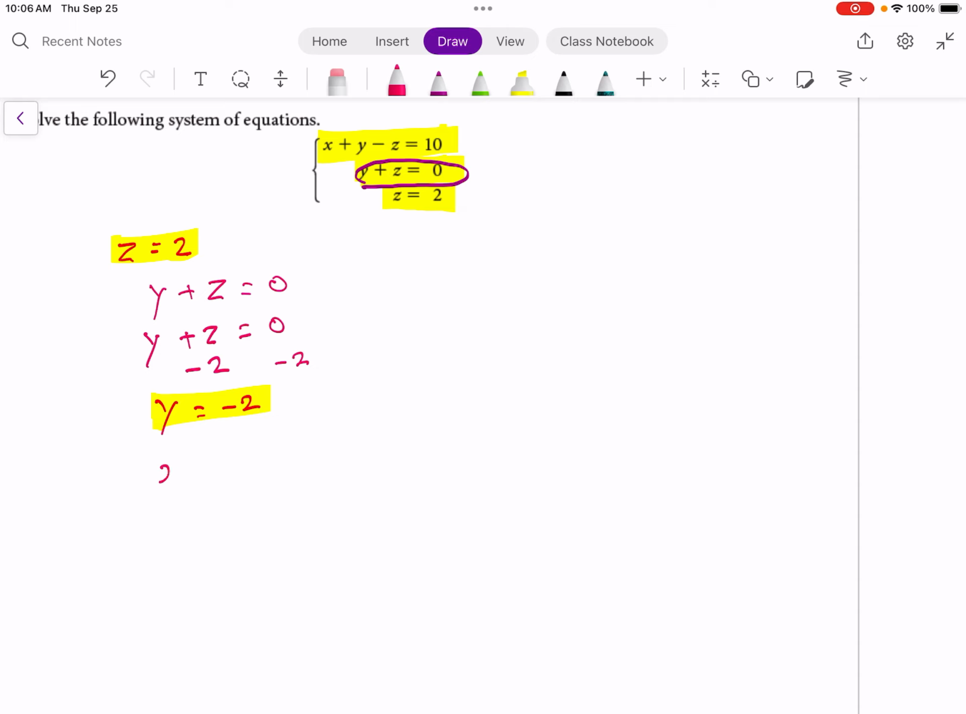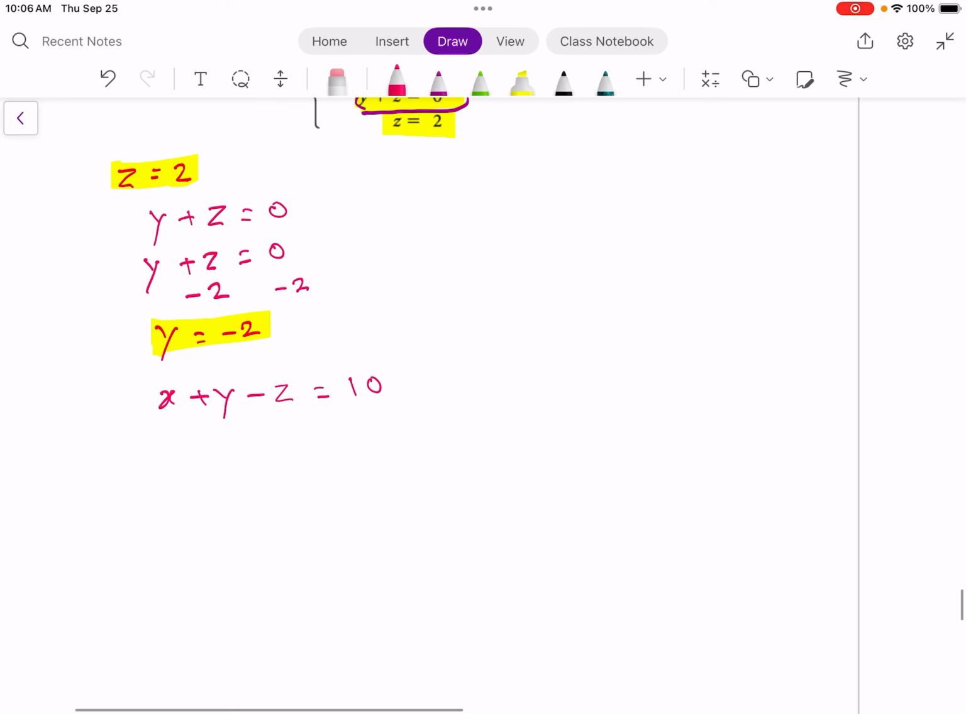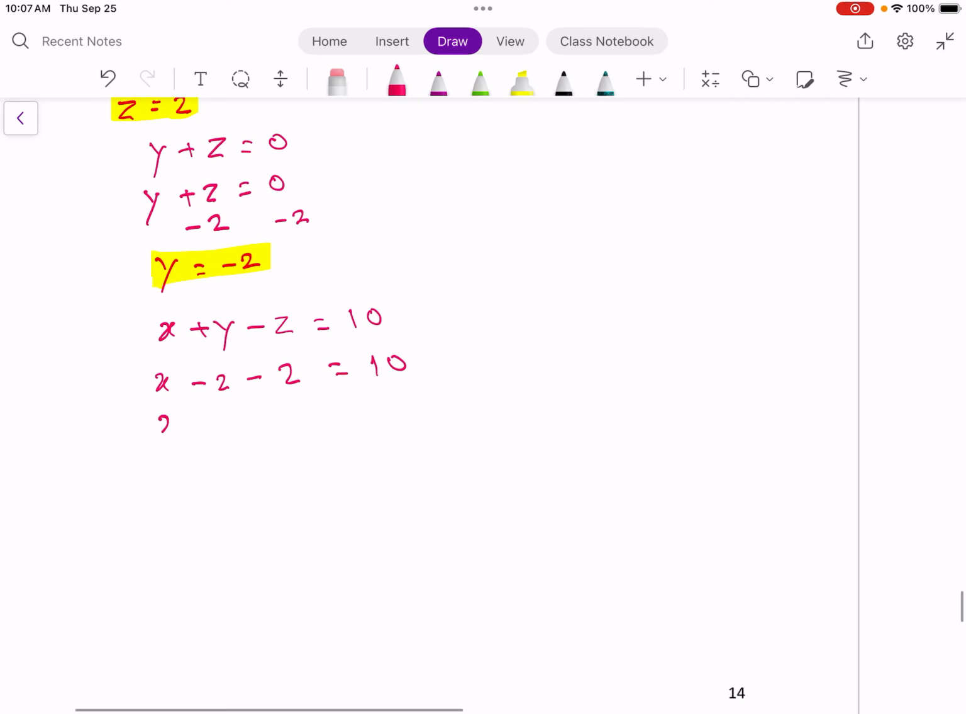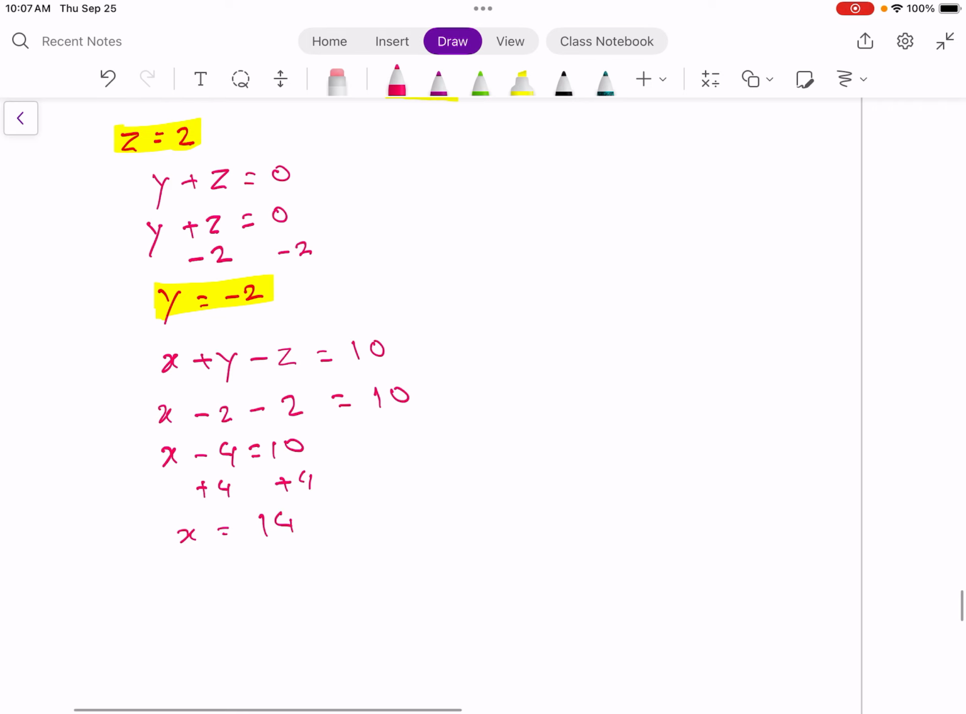So the first equation is x plus y minus g equals 10. Now let's replace our y by -2, okay, and g by +2. Now we simplify this: x minus 4 equals 10. We add 4 on both sides. Our x is 10 plus 4, 14. So here our x is 14.